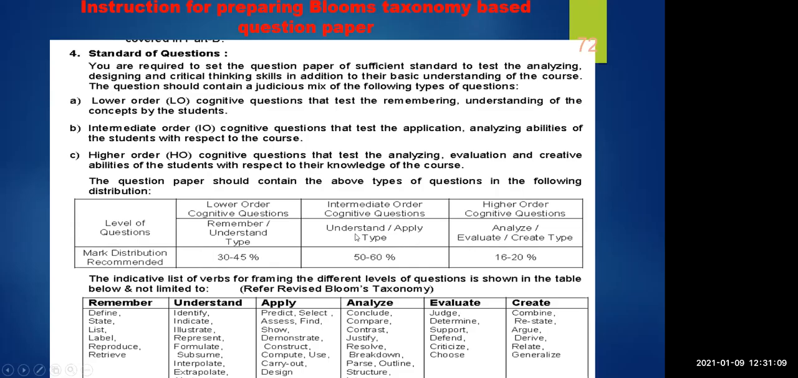And the intermediate level is understand and apply, the overlap level, as we call it. So 50-60% of marks should be in this intermediate level. And the analyze and evaluate level should be 10-20%. The question paper should be set in this manner, and the mark distribution should be at these levels only. These are the terms: remember, understand, apply, analyze, evaluate, create. In an autonomous institution, this instruction was given for setting the question paper. LO, IO and HO stand for lower order level, intermediate level and higher order level.